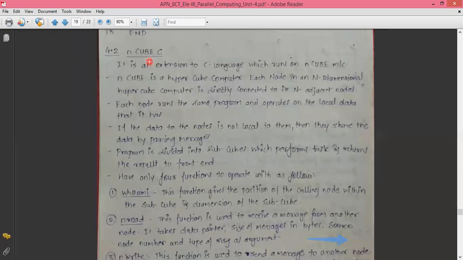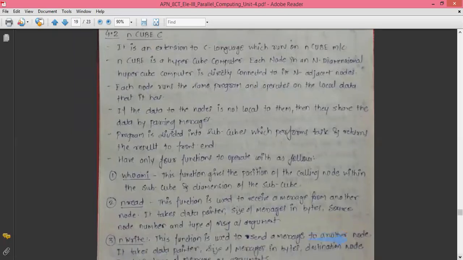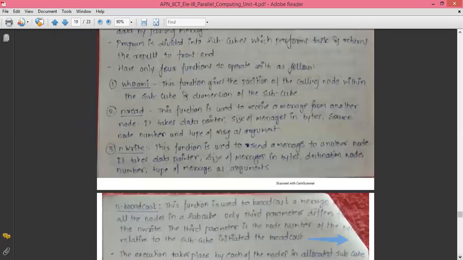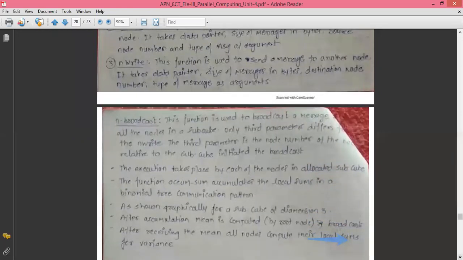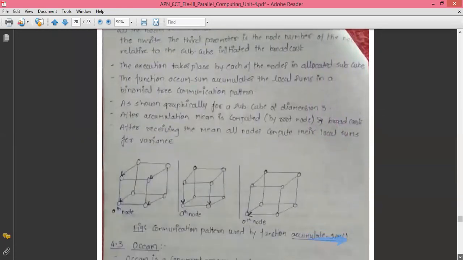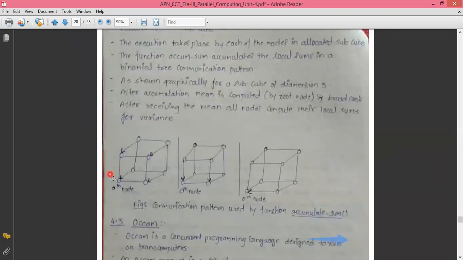I'm saying that 95% of the things are common here, right? So it is an extension to the C programming language, which is executed on the virtualization of a hypercube computer, an n-dimensional hypercube computer with each node directly connected to n adjacent nodes. Instead of going through the theoretical parts, I want to explain on a structure, because this structure is going to be very important for me. This is the structure of the NCubC programming language, a virtual structure.